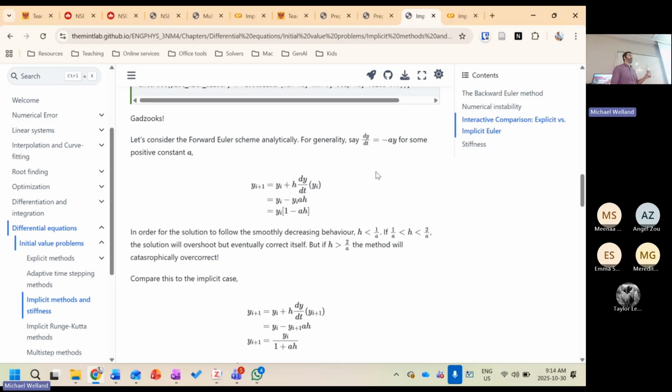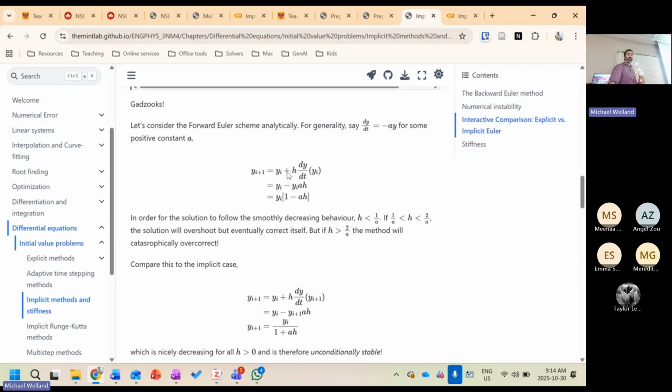Okay. Let's actually run these numbers. Let's actually see these equations. I'm hoping to get through implicit Runge-Kutta today still. Let's just throw this in this calculation here. What we're going to do is follow this equation for the forward Euler scheme, right? Plug in our values, and what we're going to get is yi plus 1 is equal to yi times this factor, 1 minus ah.